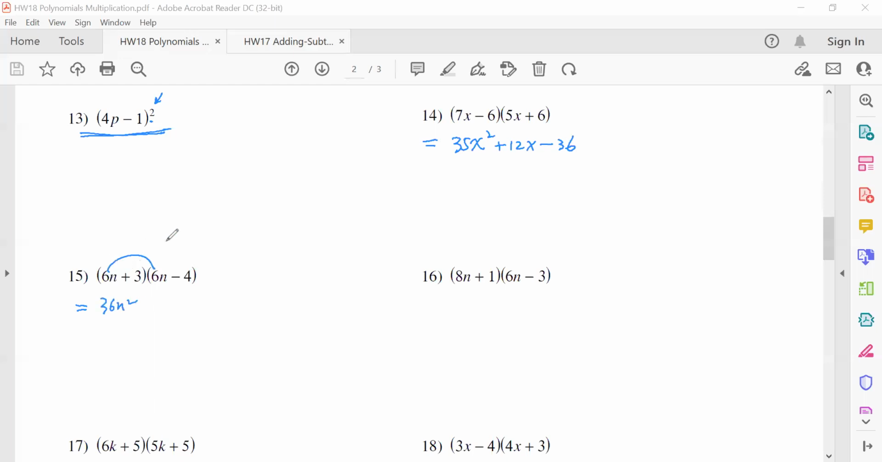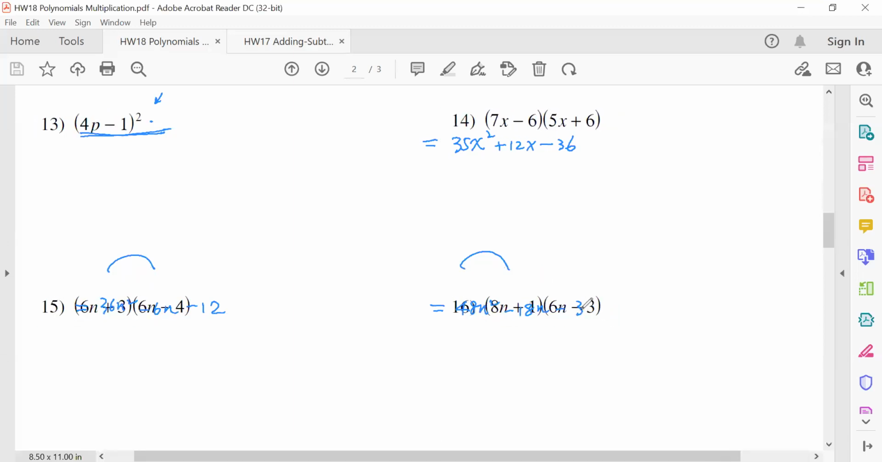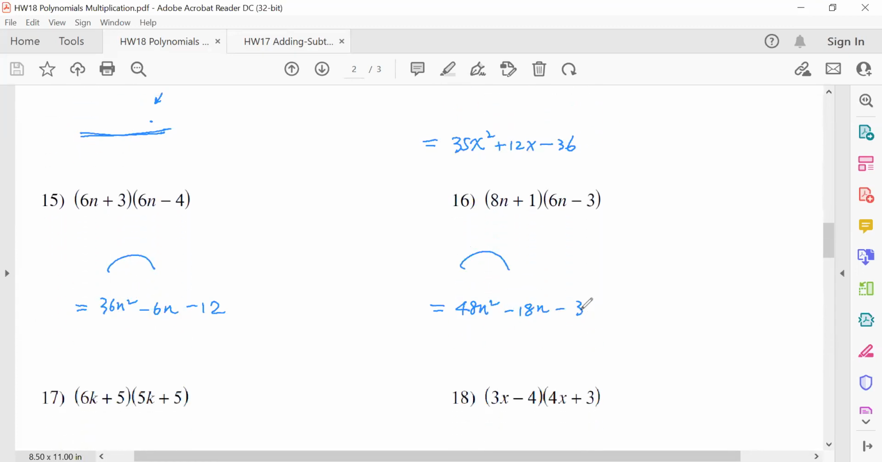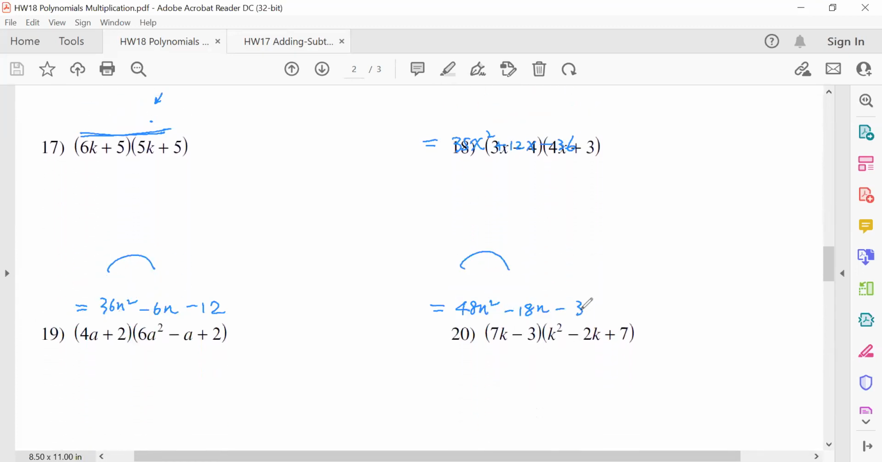36n squared minus 24 plus 18, so you get minus 6x. You guys can do these kinds of problems in your mind. First you get 48n squared minus 24 plus 6, so you get negative 18. You should be able to do this quickly this way, with one step. The more you do, the quicker you get. So that's why we need more practice.